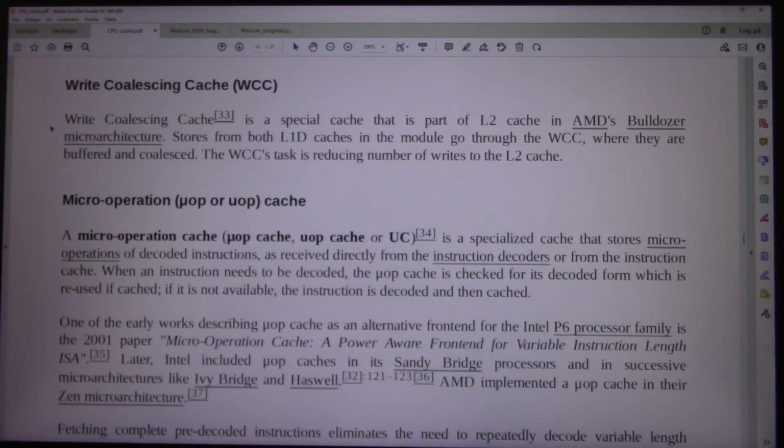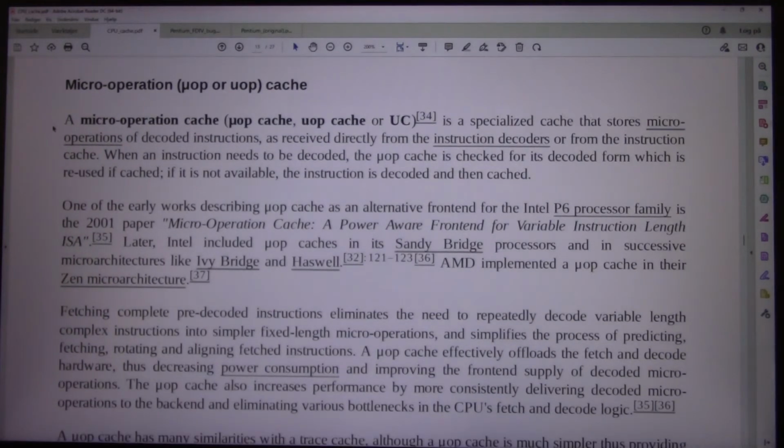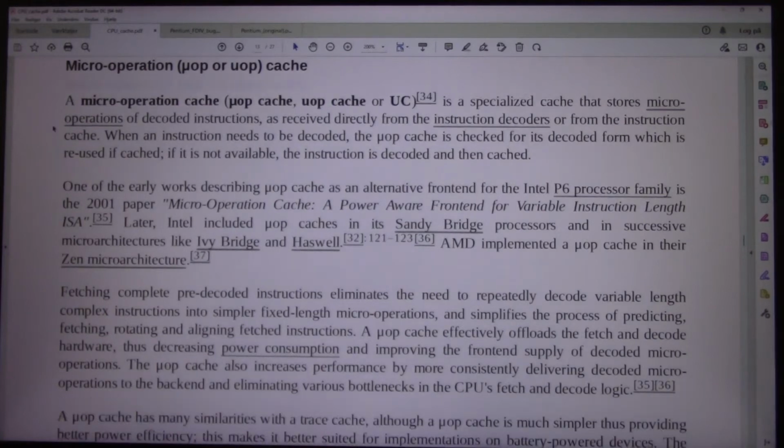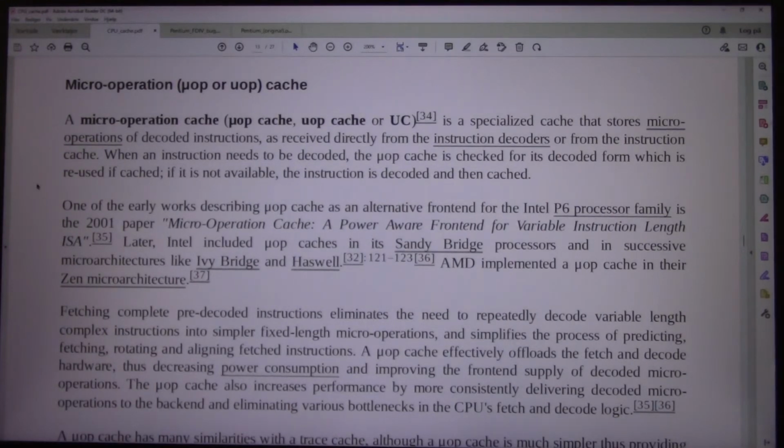Micro-operation, μOP or UOP, cache. A micro-operation cache, μOP cache, UOP cache or UC, is a specialized cache that stores micro-operations of decoded instructions, as received directly from the instruction decoders or from the instruction cache. When an instruction needs to be decoded, the μOP cache is checked for its decoded form, which is used if cached. If it is not available, the instruction is decoded and then cached.